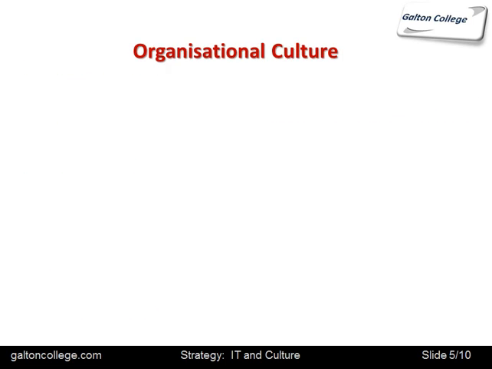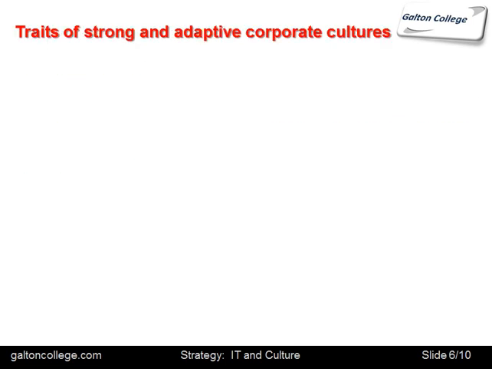Now let's talk about the organizational culture for a second. Traits of strong and adaptive corporate cultures. Well, strong cultures tend to have a bias for action. A strong culture is one which wants to do things. It wants to innovate. It wants to change. It wants to introduce new products and innovate the way work is progressed. So in strong corporate cultures there is a bias for action.